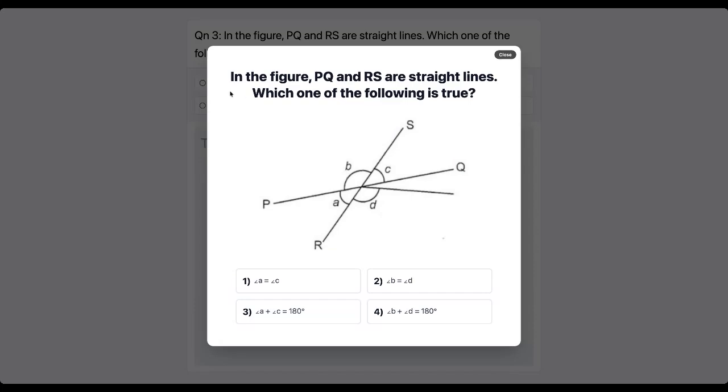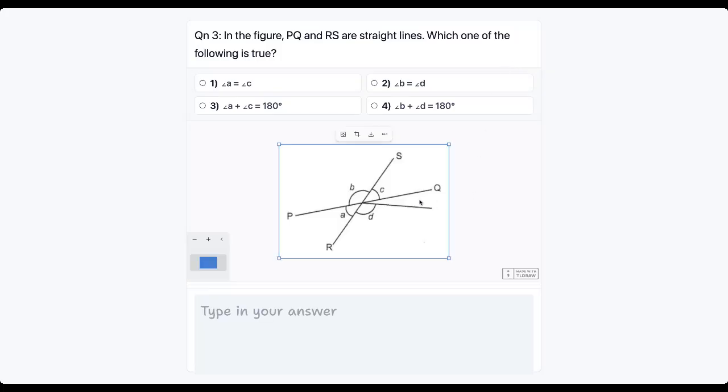Question number 3. In the figure, PQ and RS are straight lines. Which one of the following is true? So let's highlight the different lines that are straight. PQ, which is over here, and then RS, which is also over here. In this case, let's go through the different options.